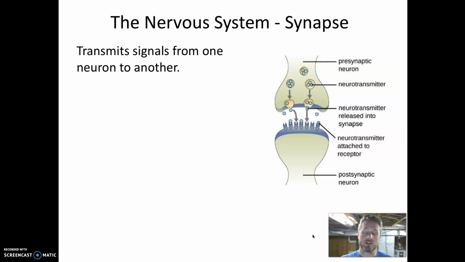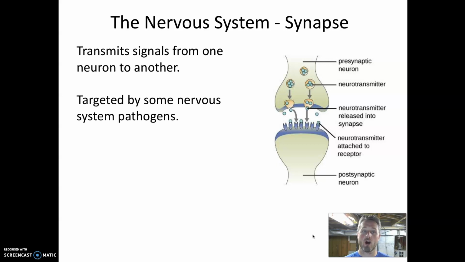And I say that just to point out that some diseases target synapse function. So some diseases release toxins that inhibit the synapse from performing its normal function. Some of these toxins might inhibit signal initiation, so they might stop the presynaptic neuron from releasing neurotransmitters. It might stop the postsynaptic neuron from receiving those neurotransmitters. And that can mean that the neurons cannot send signals. And without appropriate signal sending, our nervous system isn't going to work correctly.